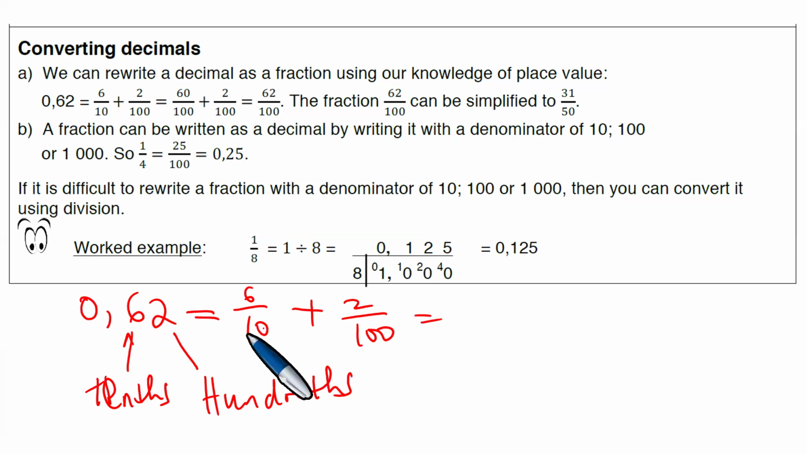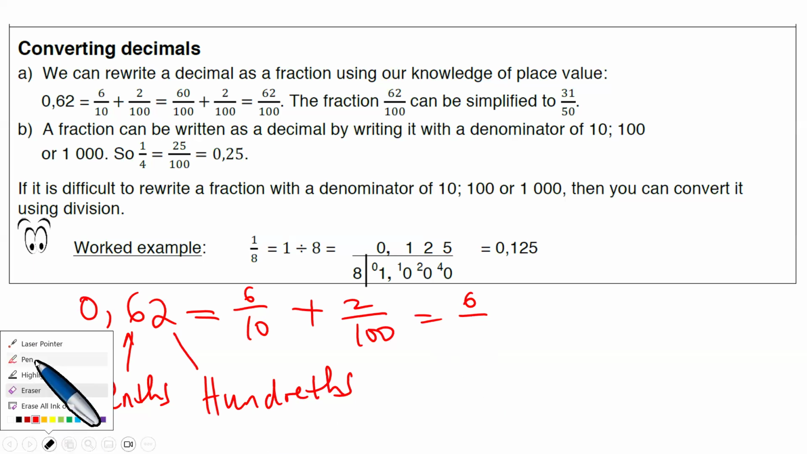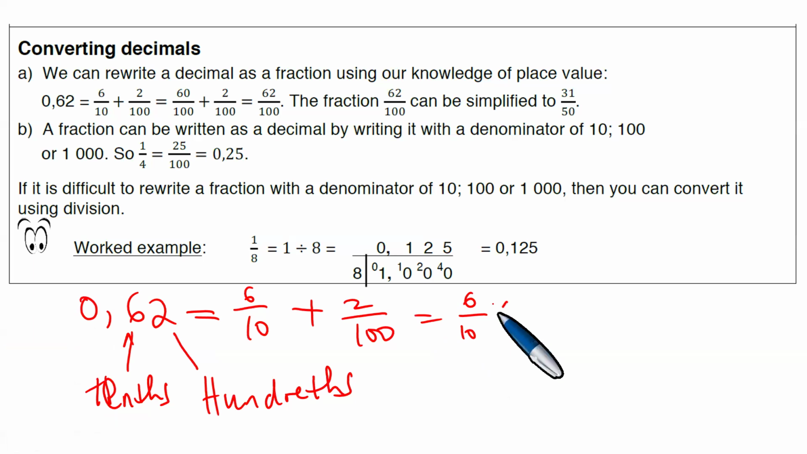Now we want to make the denominators the same. 100 denominator. We want to make 10 into 100. Oh, multiply by 10. Instead of 10 here, multiply the top by 10, the bottom by 10.